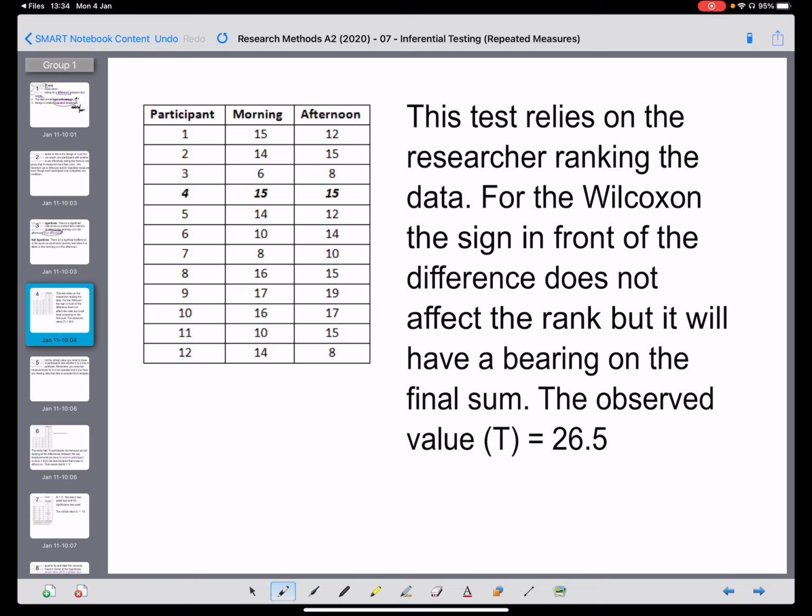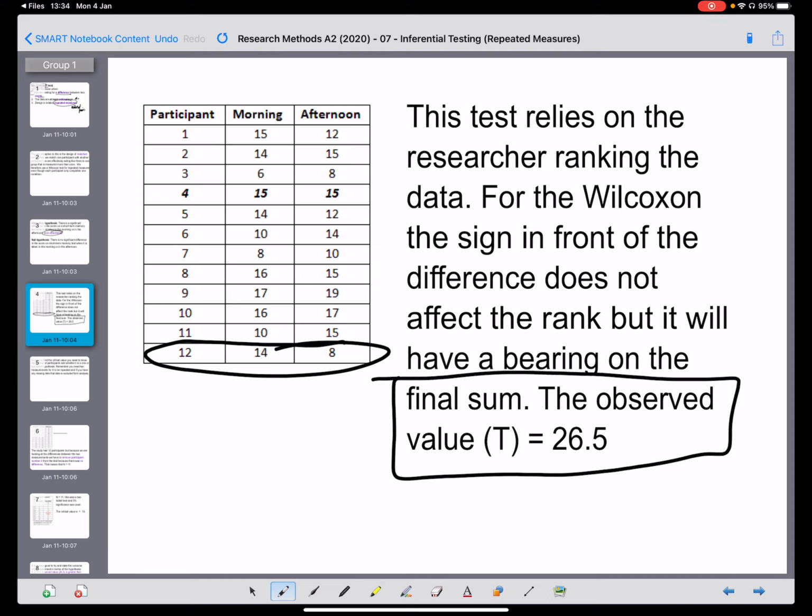Okay, what we do notice is that we have to have a full set of data. We can't have anything missing in terms of this, and we have once again the observed value for the T, or the calculated value, is 26.5. So there's nothing remarkable about looking at a table of data like this. It could just indicate a few things to you. The only thing potentially that we notice already is that participant number 4 scored the same amount for both tests. And because we're looking for a test of difference, we're going to obviously consider that in a little while.